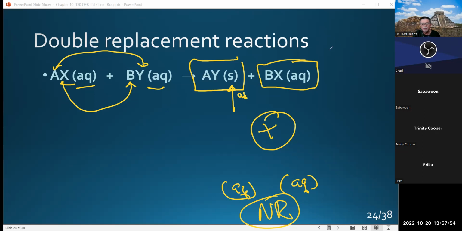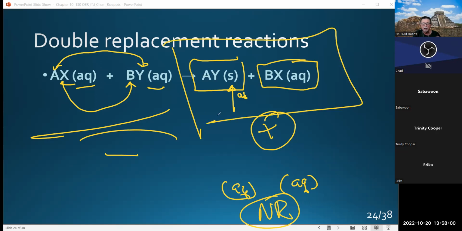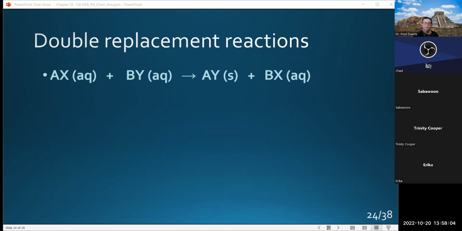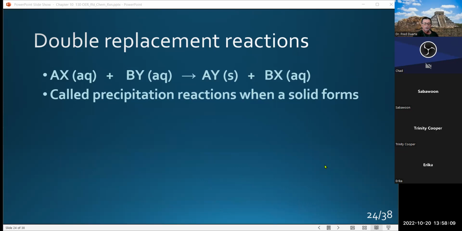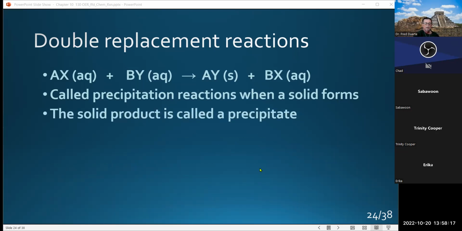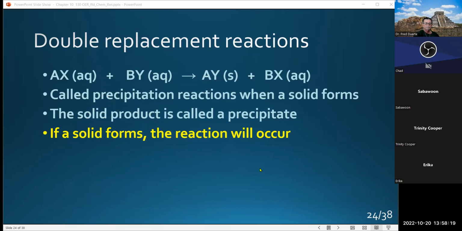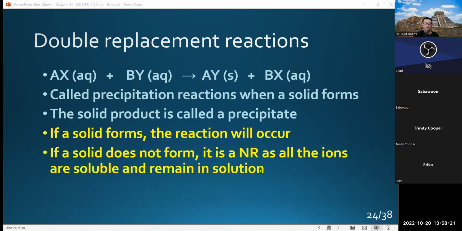So for this reaction to proceed, we don't really care about the reactants, okay? What we're concerned about are the products, the solubility of the products. That determines whether a reaction is positive or not. We call this a double replacement reaction, but they're also called precipitation reactions because there's a solid that's being formed. So solid forms, reaction occurs. No solid forms, no reaction.